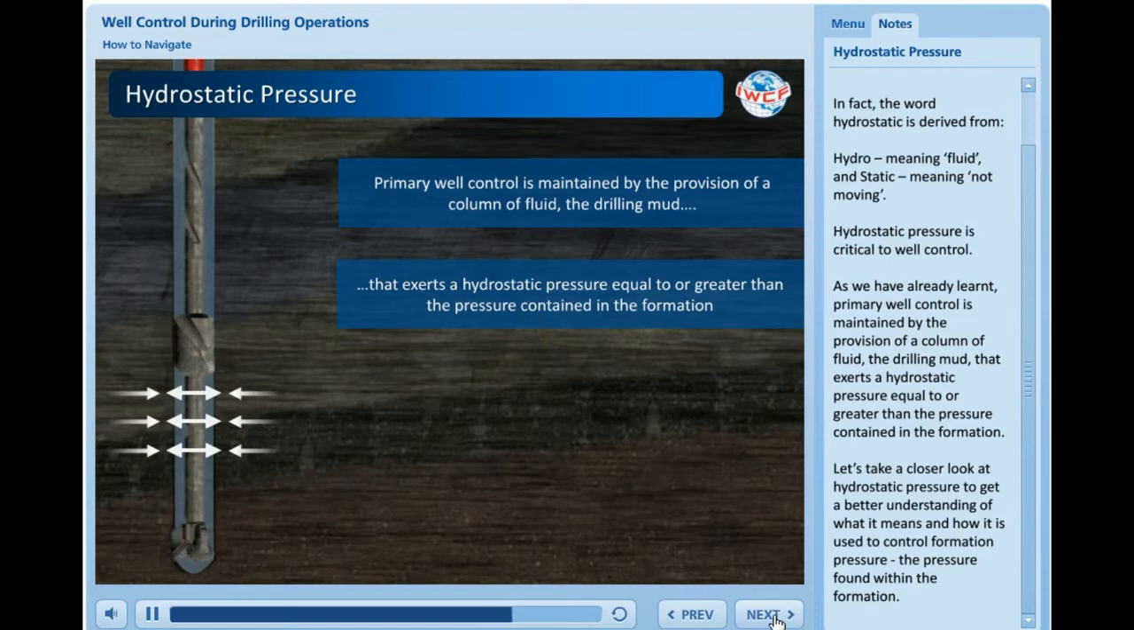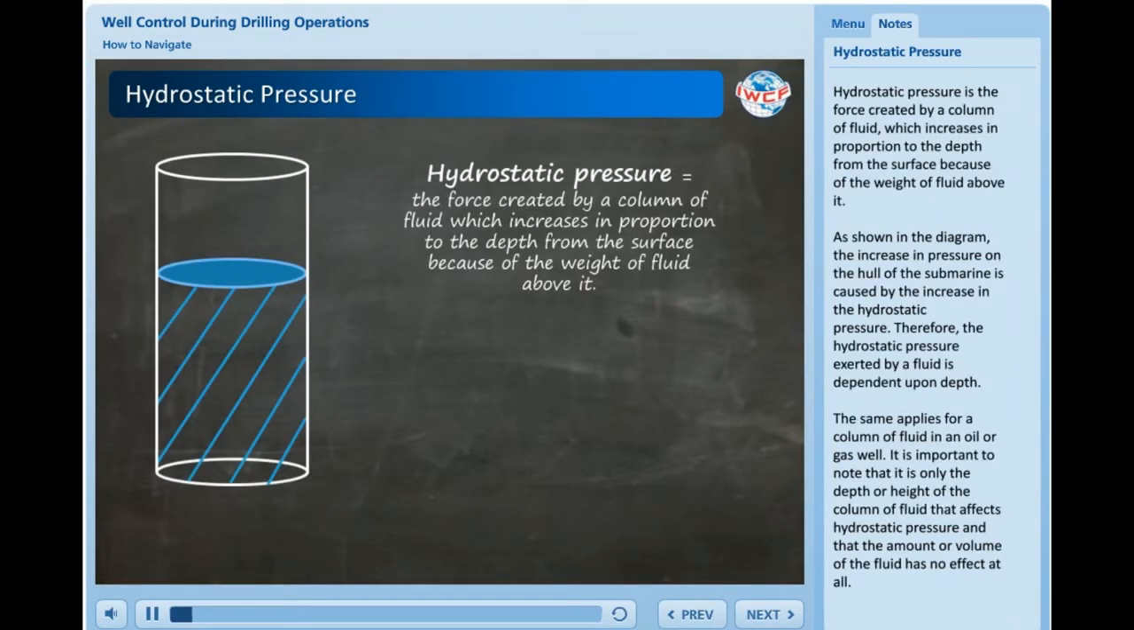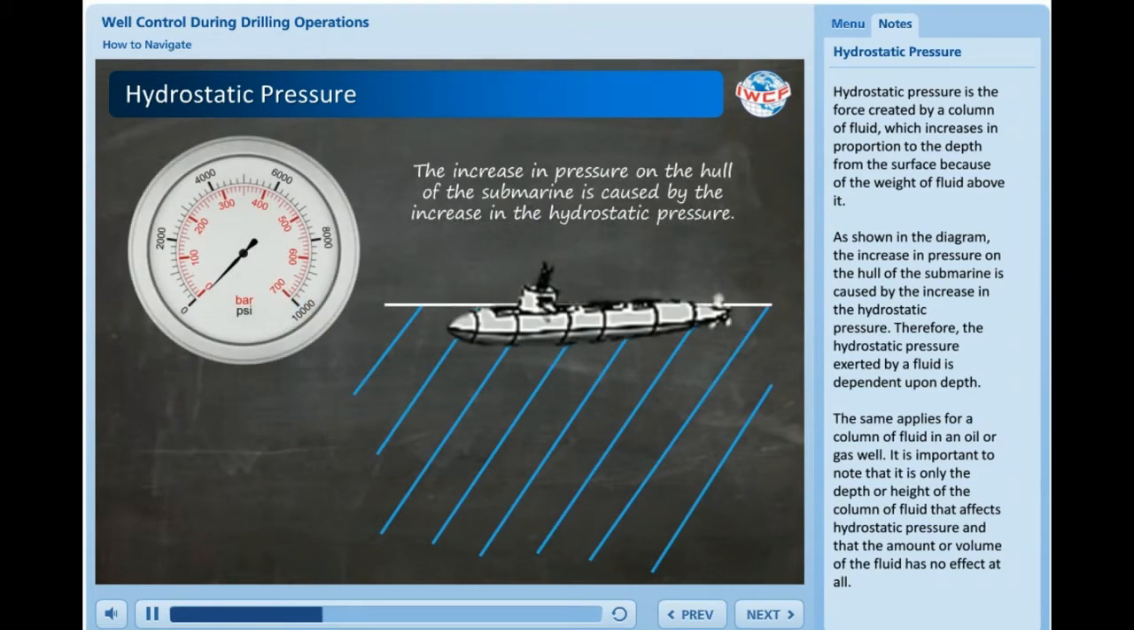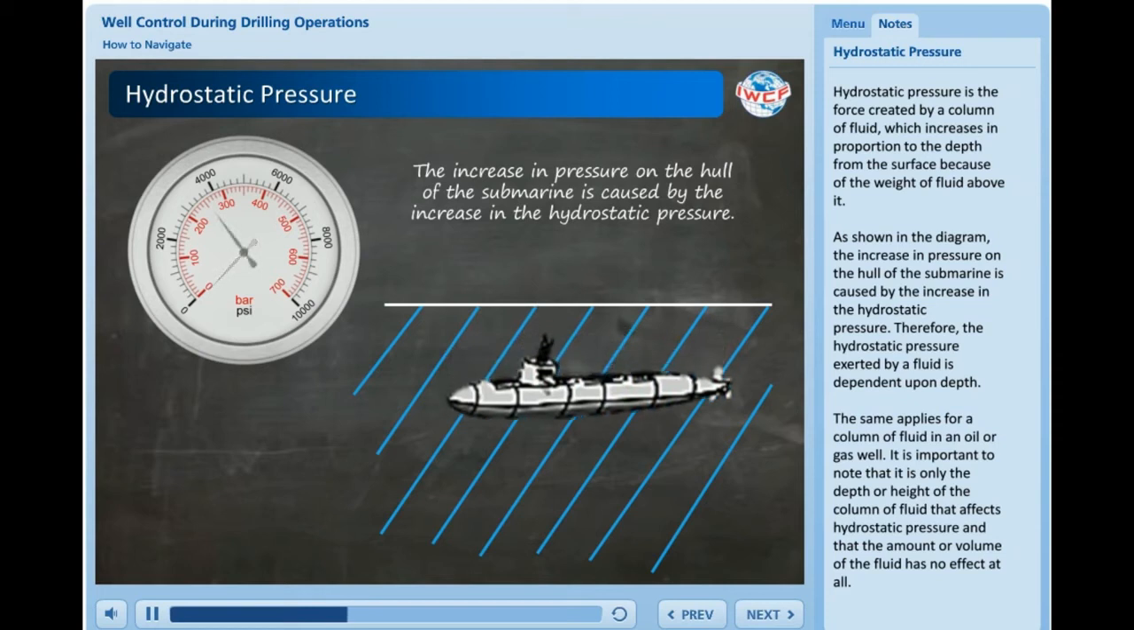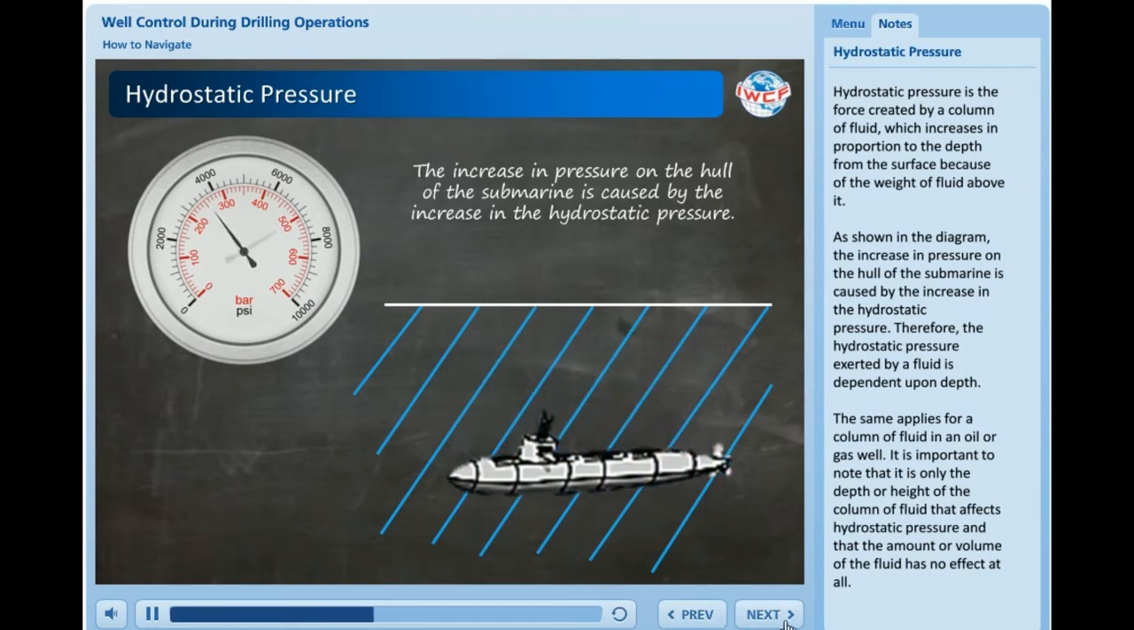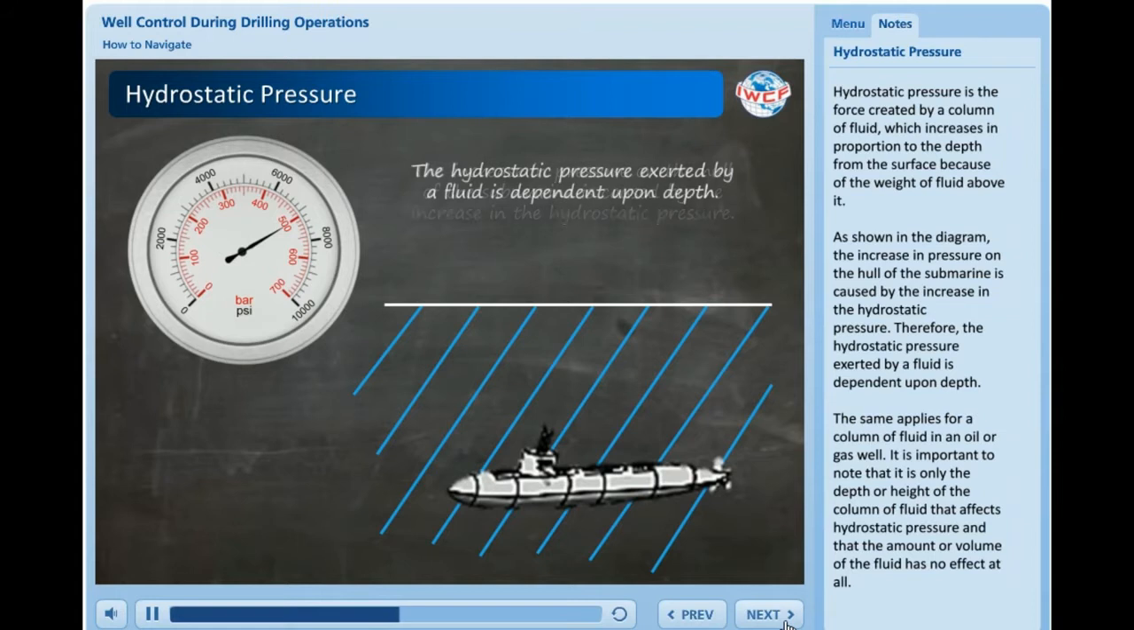Let's take a closer look at hydrostatic pressure to get a better understanding of what it means and how it is used to control formation pressure, the pressure found within the formation. Hydrostatic pressure is the force created by a column of fluid which increases in proportion to the depth from the surface because of the weight of fluid above it. As shown in the diagram, the increase in pressure on the hull of the submarine is caused by the increase in the hydrostatic pressure. Therefore, the hydrostatic pressure exerted by a fluid is dependent upon depth.